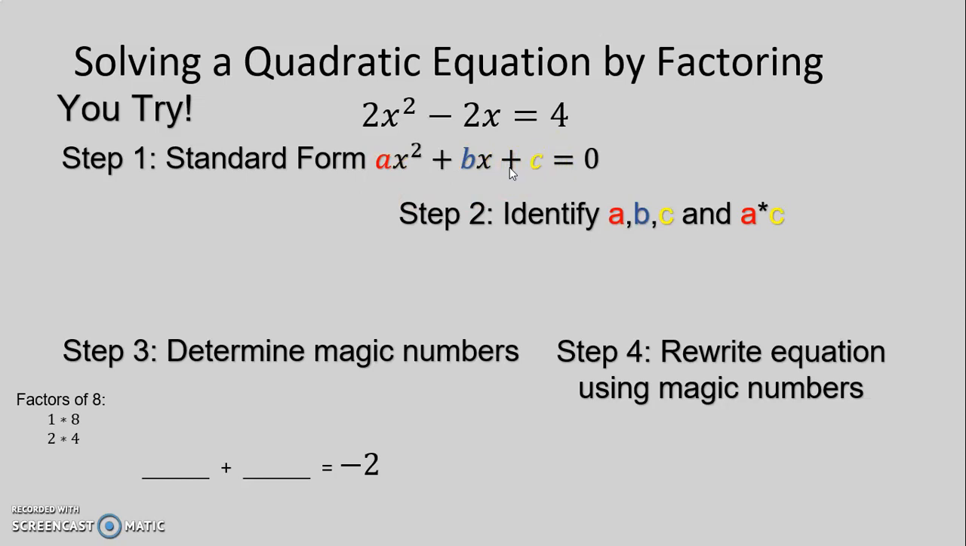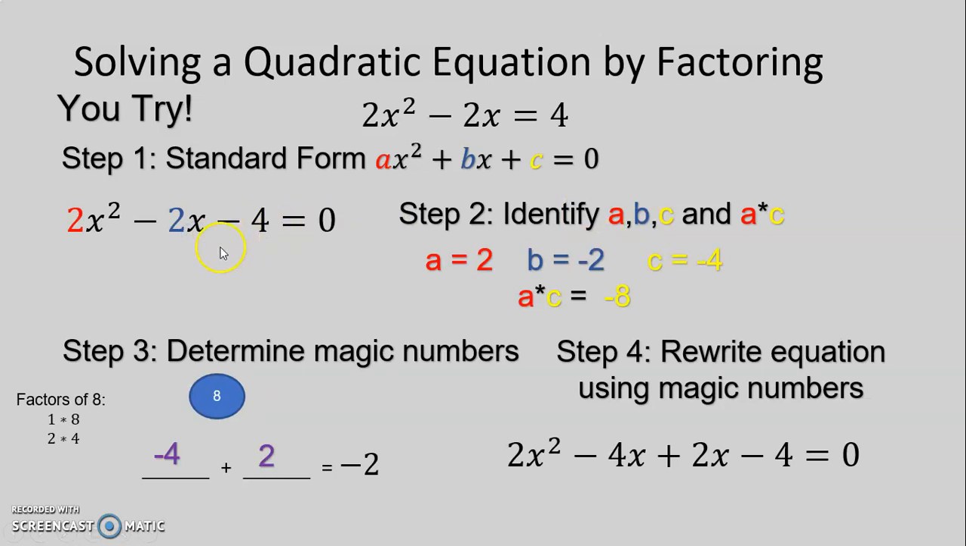All right, welcome back. So we have 2x squared minus 2x equals 4. We need to put it in standard form that looks like this. So in order to do that, we need to subtract 4 on both sides. So that should look like this. Okay, so 2x squared minus 2x minus 4 equals 0.